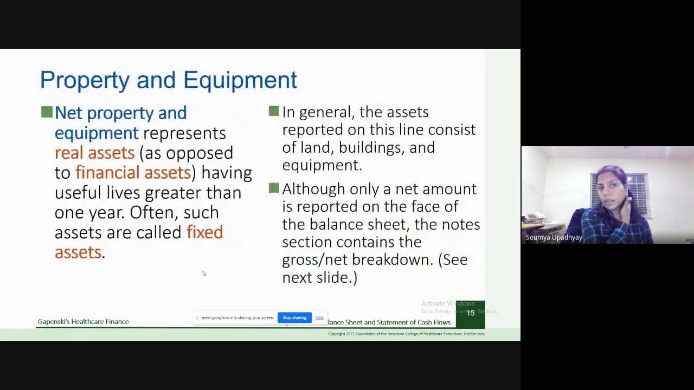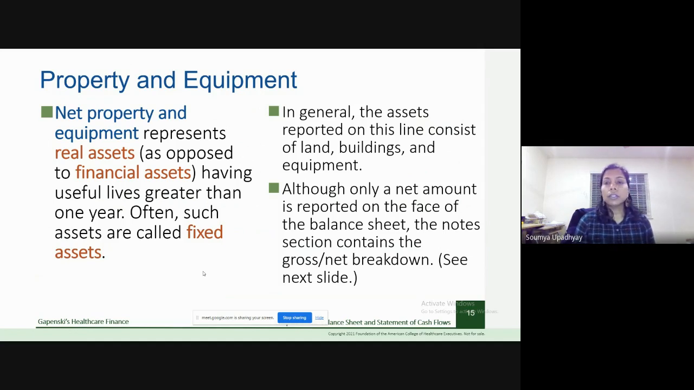So this represents real assets that have lives greater than 1 year, and usually those are fixed assets. When we say fixed, what we mean is they are highly illiquid, they will be used over long periods of time, and there is depreciation incorporated in it. It means there is going to be wear and tear. Once you start using a house or a car or equipment, you will have wear and tear. So depreciation is definitely going to be a part of it.